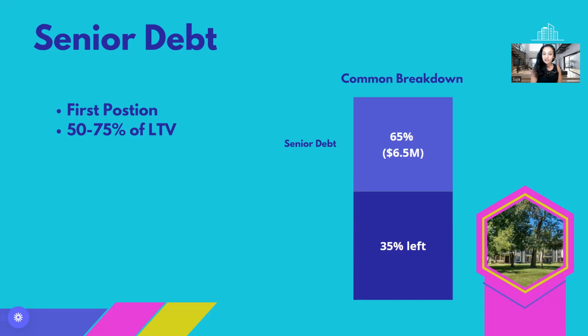With commercial lending, it's usually between 50 to 75% of the total value. So in this case, the value is $10 million. And in this case, we're assuming that the senior debt is going to be a 65% LTV, or $6.5 million of the capital stack. So what does first position mean? It means that if something goes wrong with the property, if values drop, for example, office buildings, valuations were all over the place this last year.